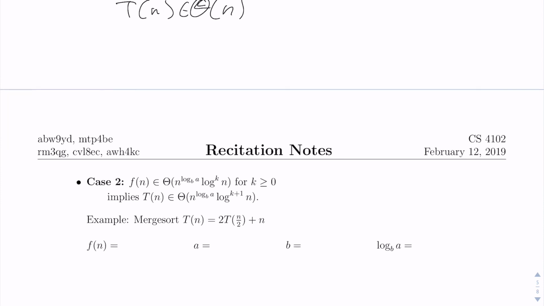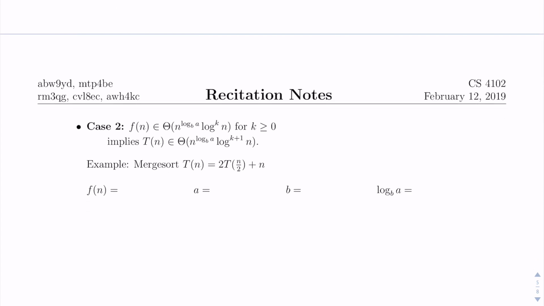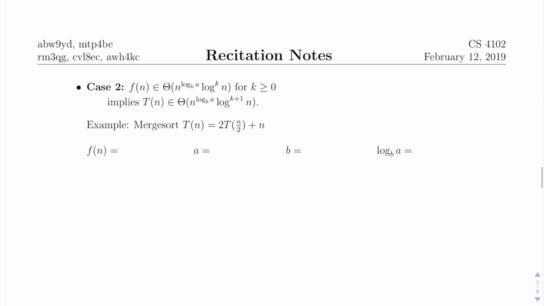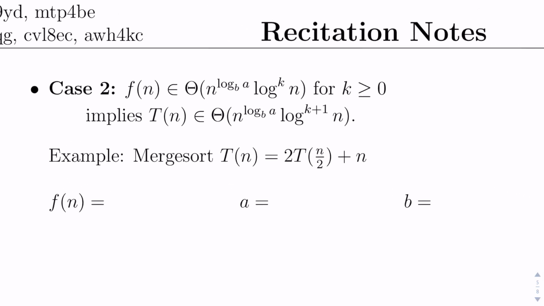And you can see here, instead of using big O, we're using big theta, which is kind of analogous to equals. And here we're going to say that, in this case, f of n is big theta of n to the log base b of a times log to the power of k of n, where k is some number greater than or equal to 0. If this is true, then we get to imply, we get to infer that T of n is big theta of n to the log base b of a times log to the power of k plus 1 of n.